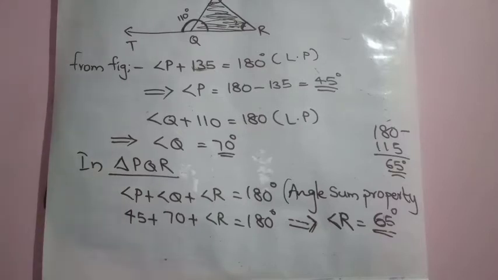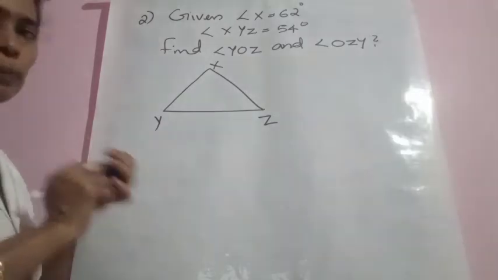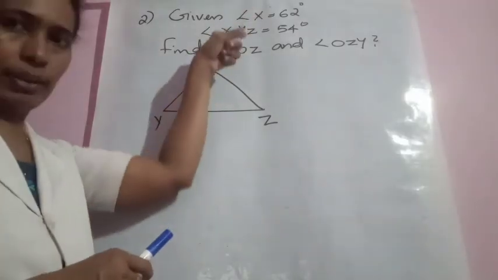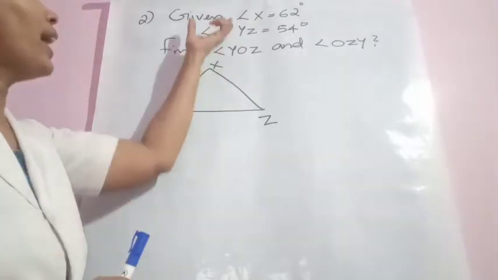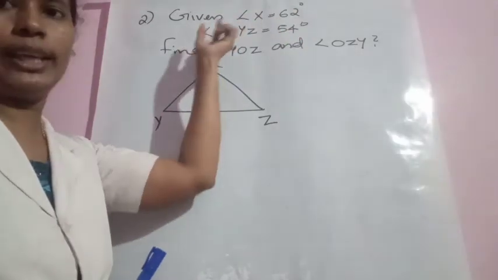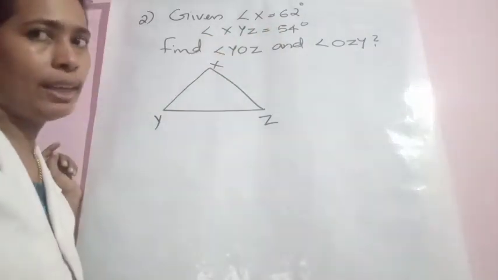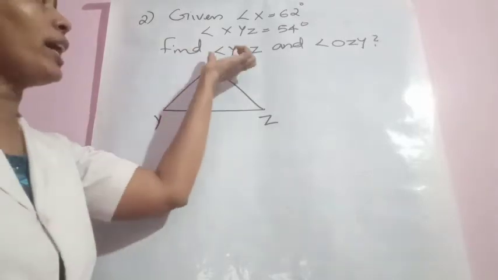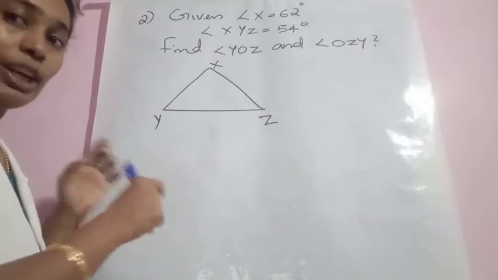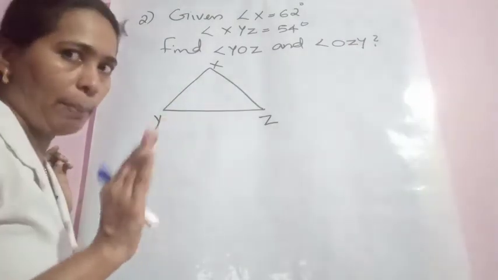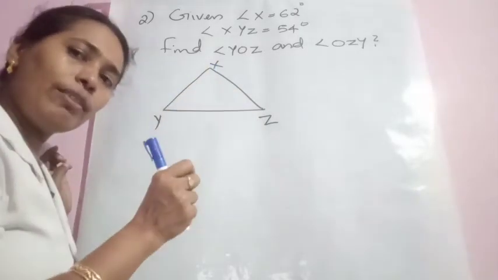Let us move to our second question. In our second question, same as the previous one, two of the angles are given to us and we have to find the remaining two angles. The given angles are angle X, 62 degree, and angle XYZ, 54 degree. The angles to be found out are angle YOZ and angle OZY. The figure is not completed, we have to draw a little bit more inside this one. The teacher will do that later.